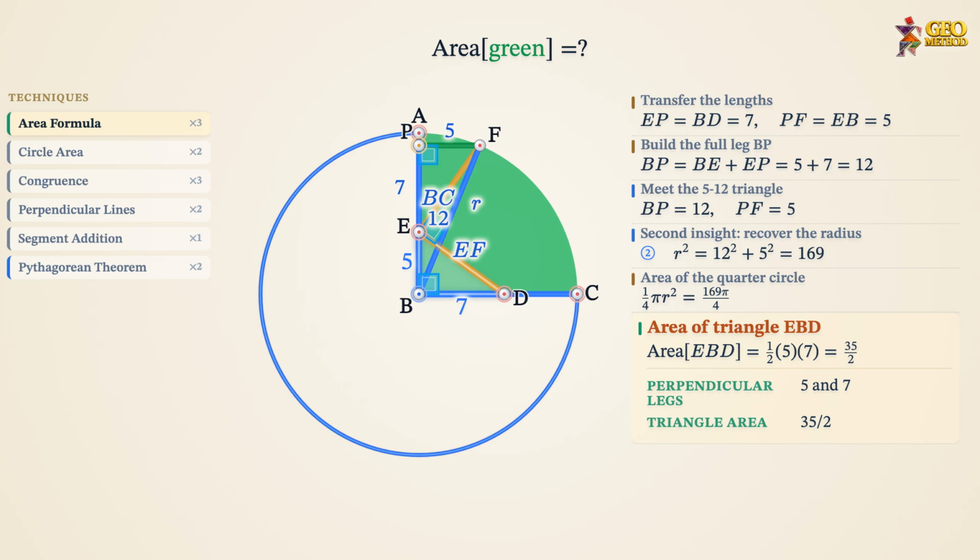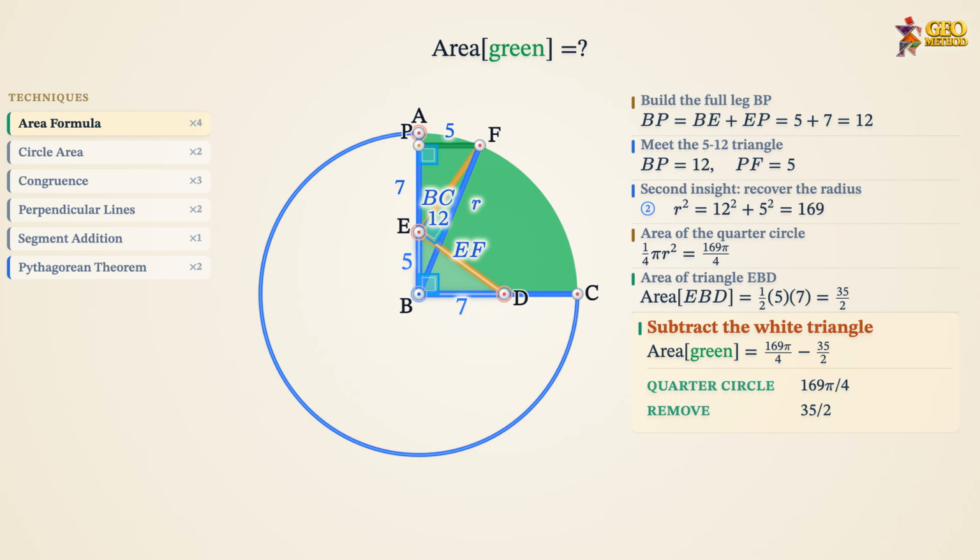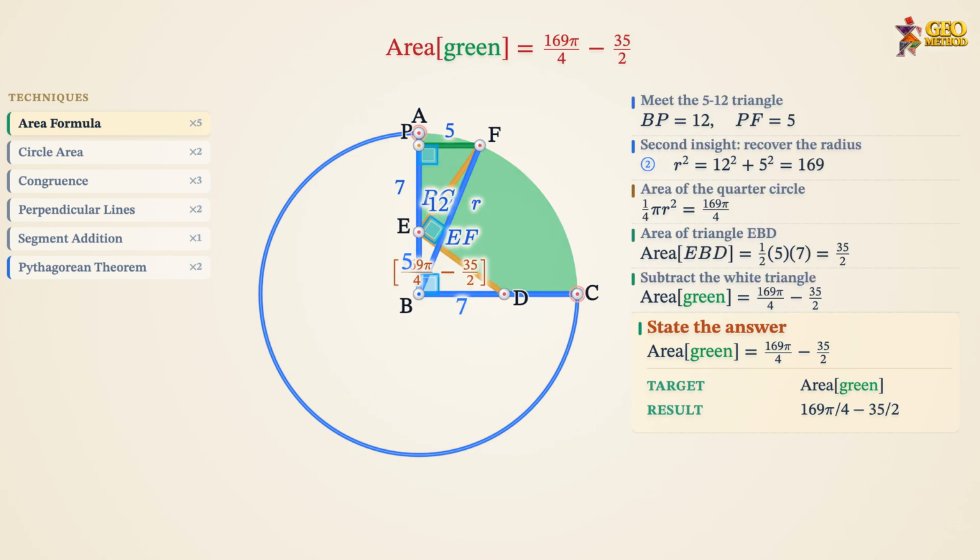The unshaded triangle EBD has perpendicular legs 5 and 7, so its area is 35 over 2. The green remainder is the quarter circle minus triangle EBD. Subtract 35 over 2 from 169 pi over 4. Therefore, the green area is 169 pi over 4 minus 35 over 2.